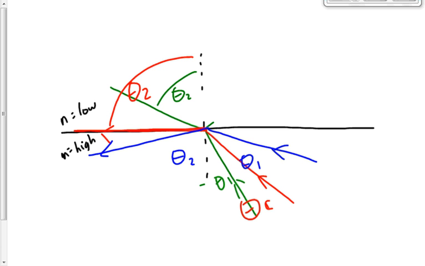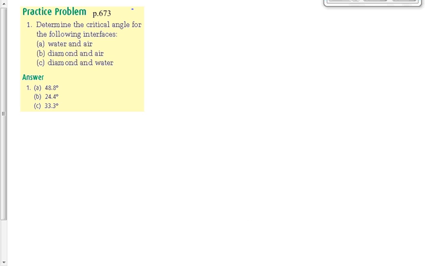Now, if we want to find the critical angle, which is exactly what we wanted to do for our questions on 673 that we had for homework, we're going to use Snell's law. Sine theta 1 over sine theta 2 equals n2 over n1. Now, technically, you could also use v1 over v2 or lambda 1 over lambda 2, but you almost always, if not always, are going to use the part of it that says n2 over n1.